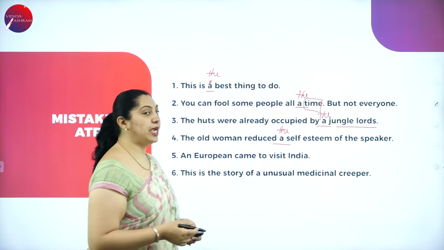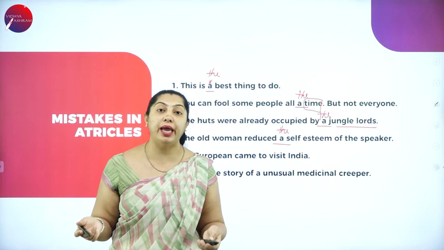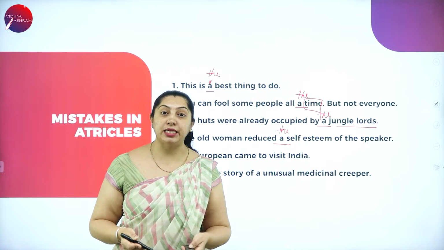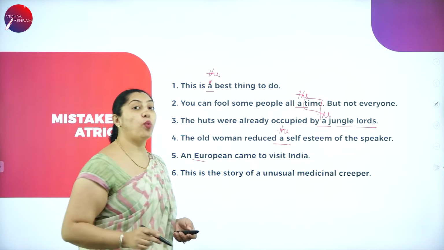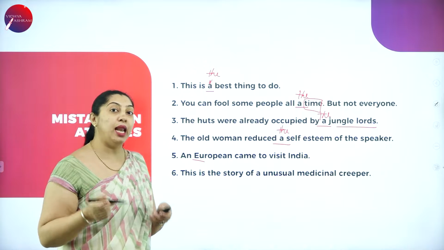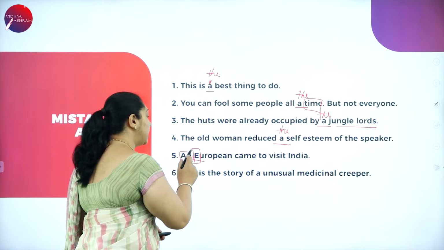An European came to visit India. When you look at this sentence, you may say that, ma'am, there is no error. The sentence is correct. Yes, when you say that, because as I told, when you see the vowel letters, you will use the article an. And you have seen the vowel letter E here and used the article an.